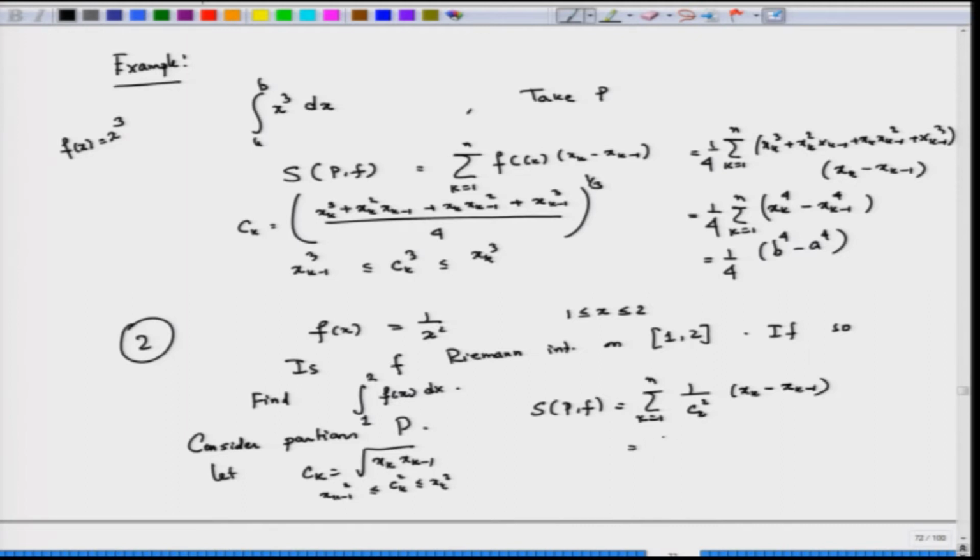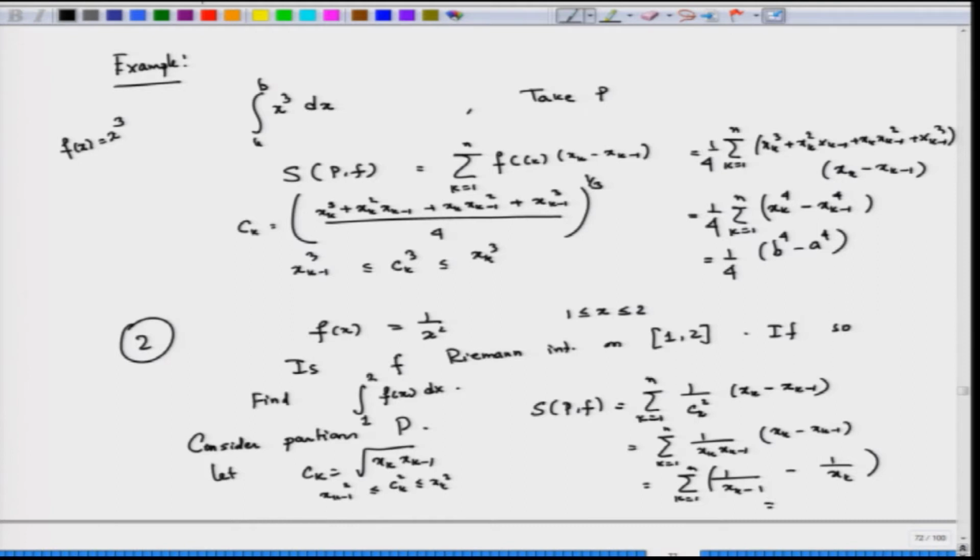Now, this is going to be the summation over k from 1 to n of 1 by x_k x_{k-1}. These are all non-zero quantities, so we can divide them, times x_k minus x_{k-1}. This is going to be the summation over k from 1 to n of 1 by x_{k-1} minus 1 by x_k.